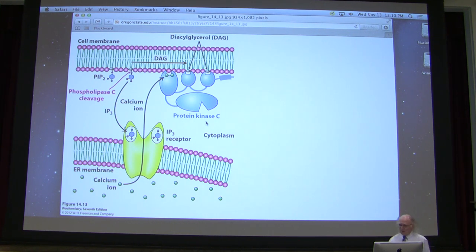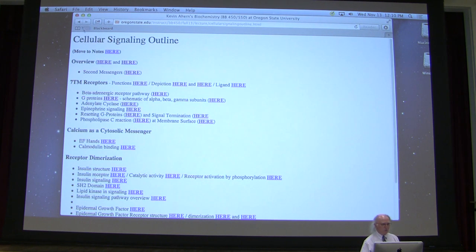Okay, so that's how the angiotensin system works. There are many, many 7TMs in the cell and many, many different G proteins in the cell as well. So we're talking about a couple of them here. All right. Well, I've told you that calcium is a bit problematic for cells, so cells don't want to have too much of it freely floating around.